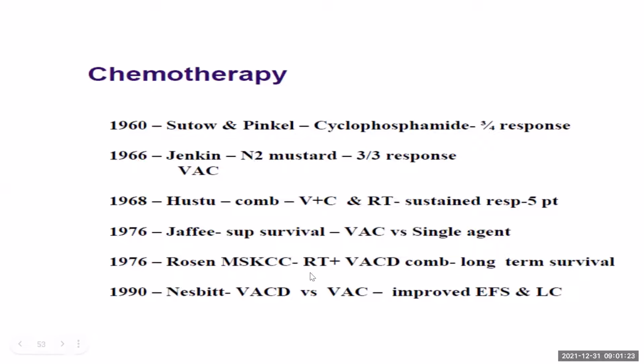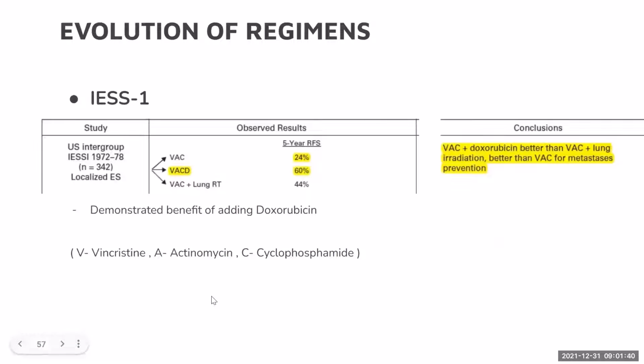Then came the MSKCC trial, which asked: can we combine VAC with RT? Yes, those who received VAC with doxorubicin did better than those who received only VAC. VAC was actinomycin D; here D is doxorubicin. So later, further studies were done on the backbone of VAC. Each drug individually showed a response in Ewing sarcoma, so they were combined. The VAC showed a 5-year RFS of around 24%.